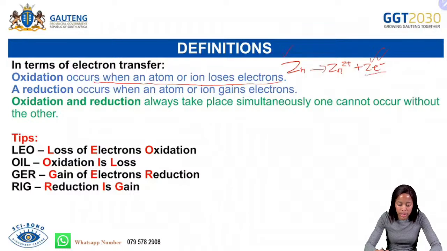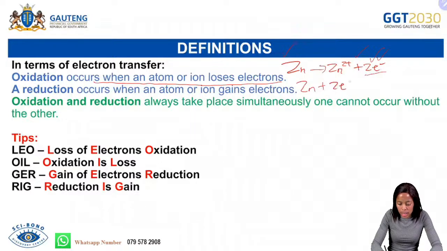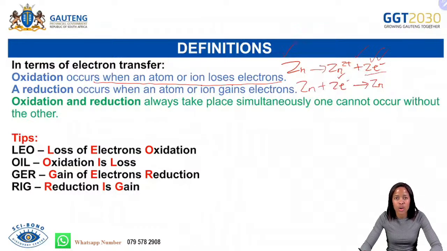So remember, on the left-hand side we have reactants, and on the right-hand side we have our products. Then we have reduction. It says reduction occurs when an atom or an ion is gaining an electron. So when we speak about the gaining of electrons, we can then represent our electrons on the reactant side, on the left-hand side of the half reaction there.